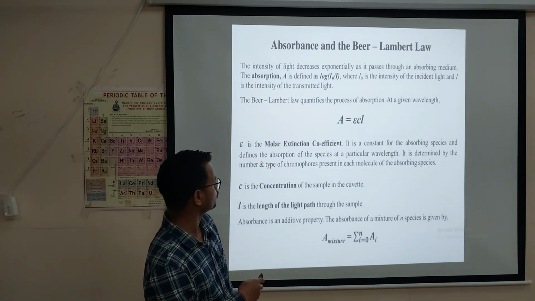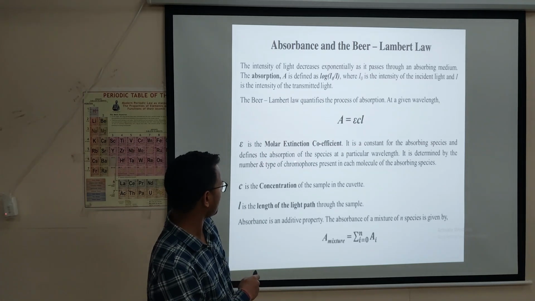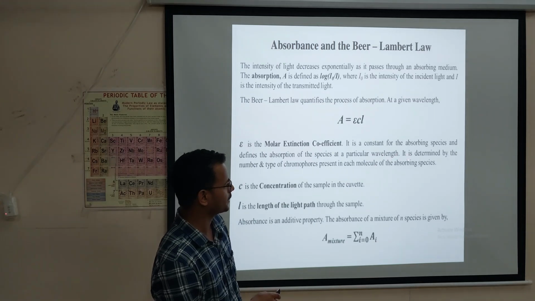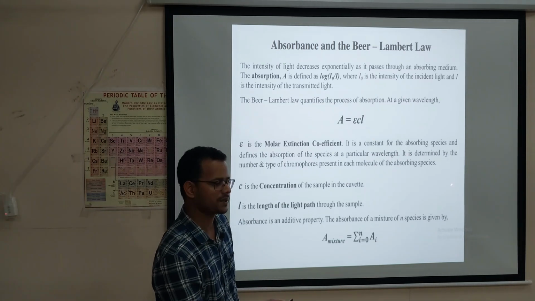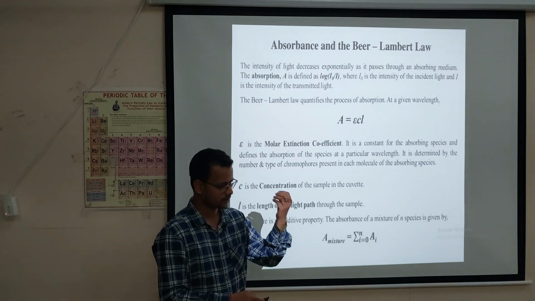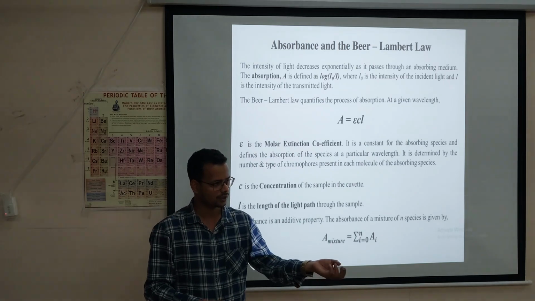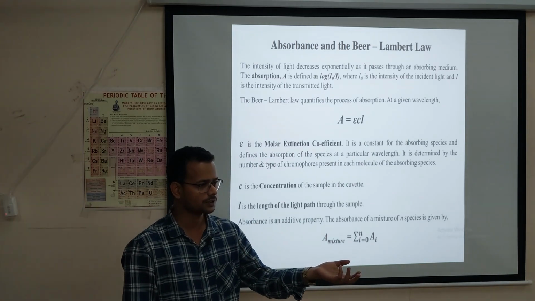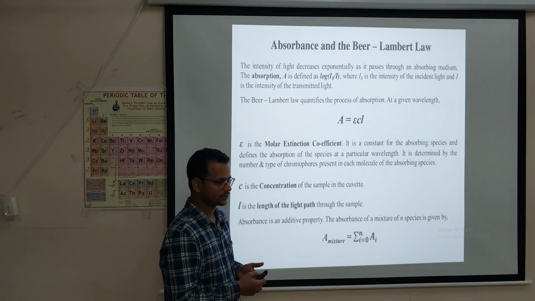Epsilon is the molar extinction coefficient. It is a constant for the absorbing species and defines the absorption of the species at a particular wavelength. It is determined by the number and types of chromophores present in each molecule and absorbing species. So the epsilon value will become different for different types of solution or sample. Clear?